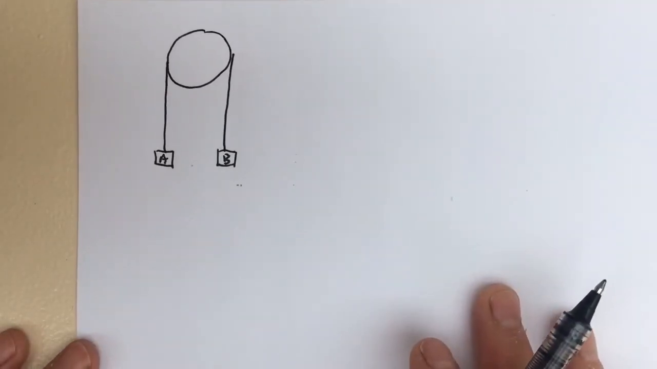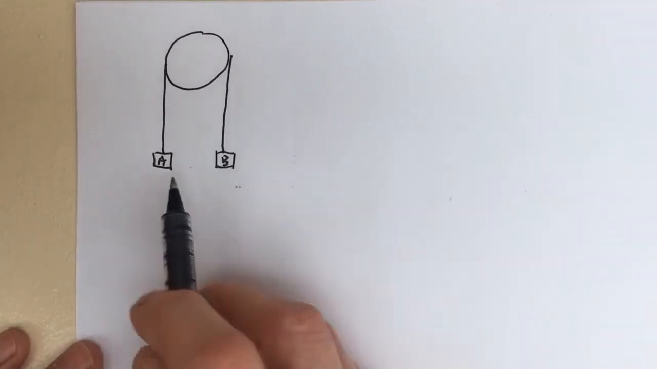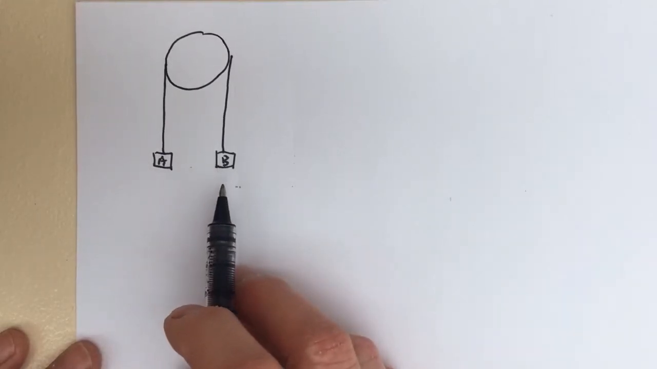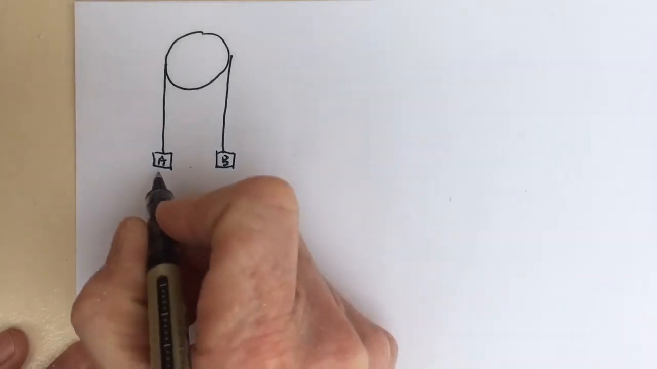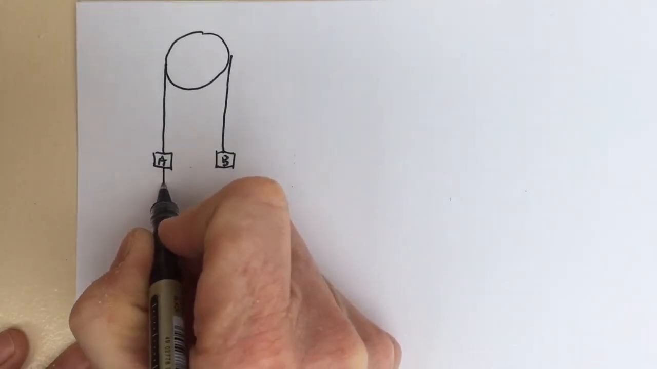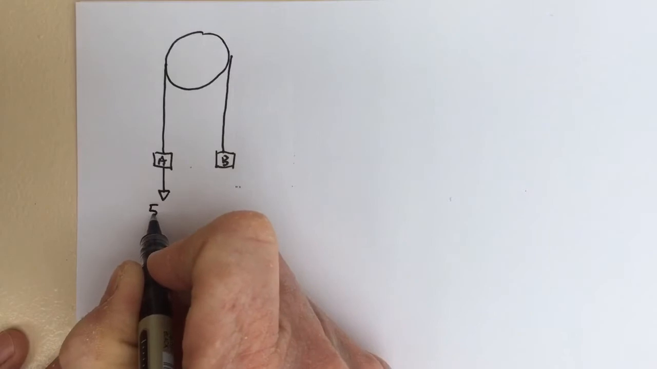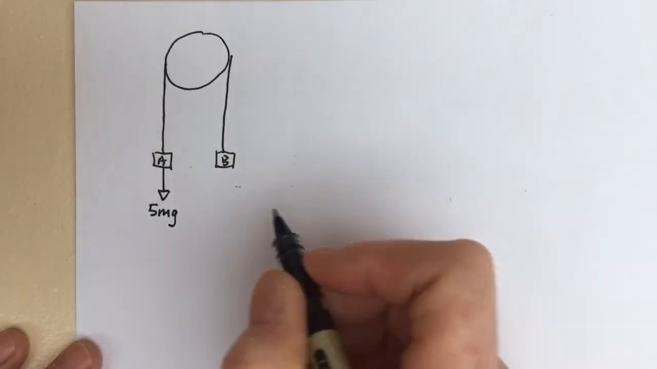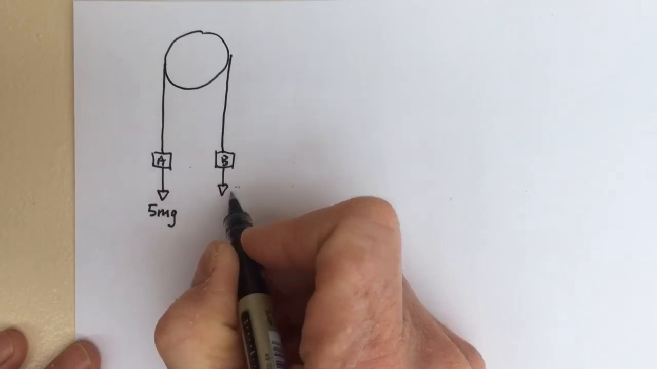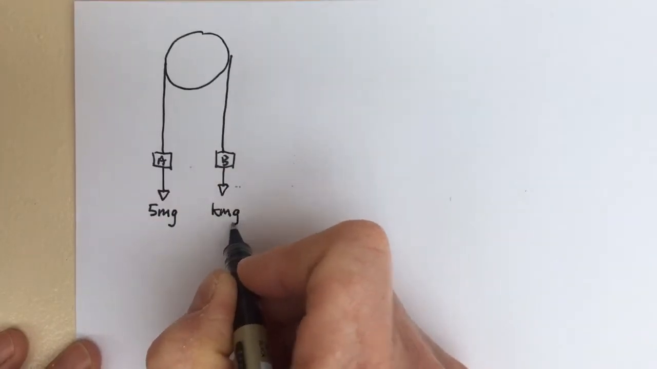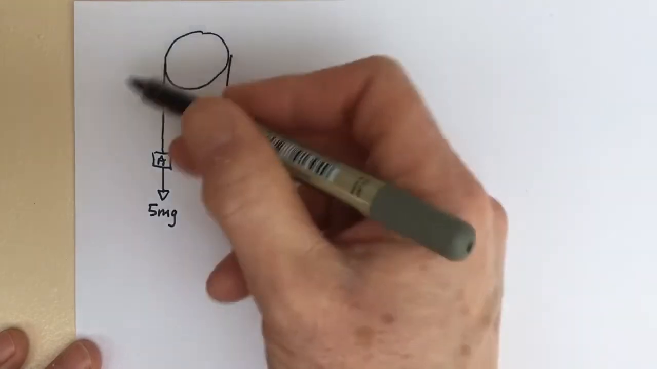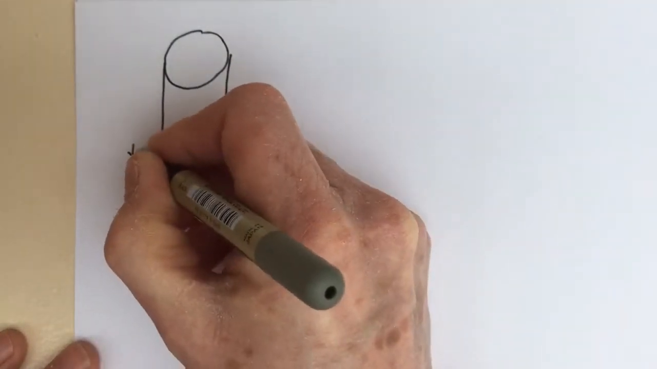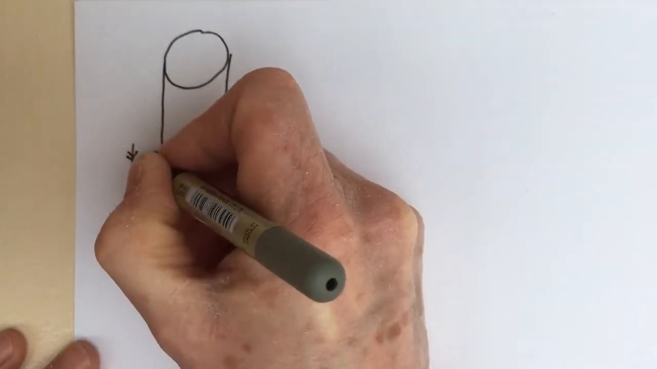Okay, so when we have pulleys, you always need to take the particles separately because they're going in different directions. We've got particle A, which has a mass of 5m, so its weight will be 5mg. Everything is in terms of m, so we don't need to worry about that. And B is kmg. Now we're told that k is less than 5, so we should be able to see that B is going to go upwards and 5m is going to go downwards.